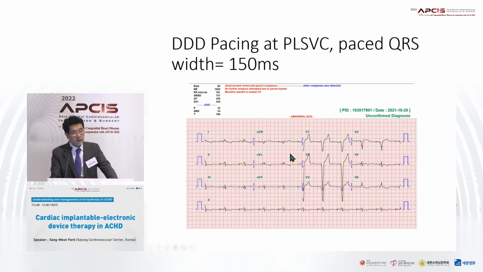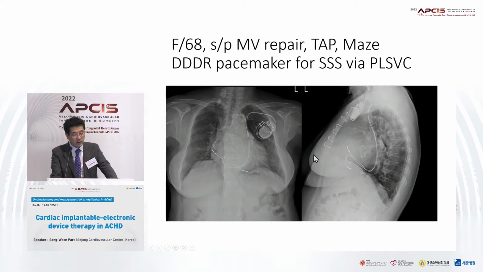because the RV septum showed a narrower paced QRS as compared to apical pacing. It's another case of the PLSVC and the cardiac pacemaker via the PLSVC.